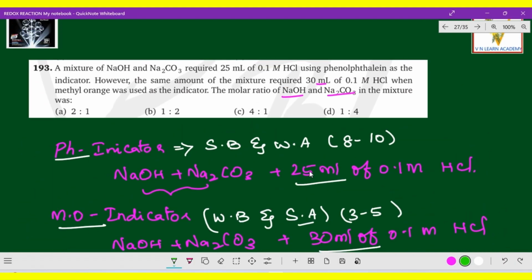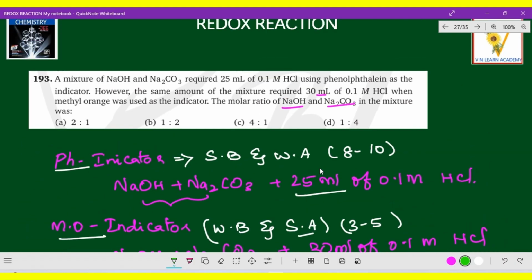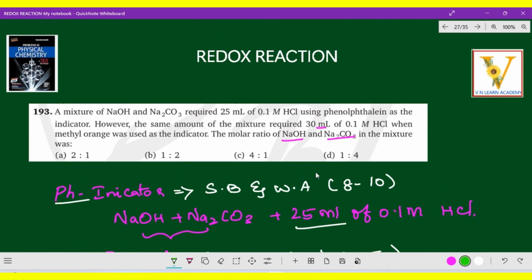See, all these questions are based on indicators. How do we use them? What is the pH value? That is what I gave at the very beginning. Now which is the correct option? Option C is the correct option. I hope you got the clarity. Come on, let's go to the next question.